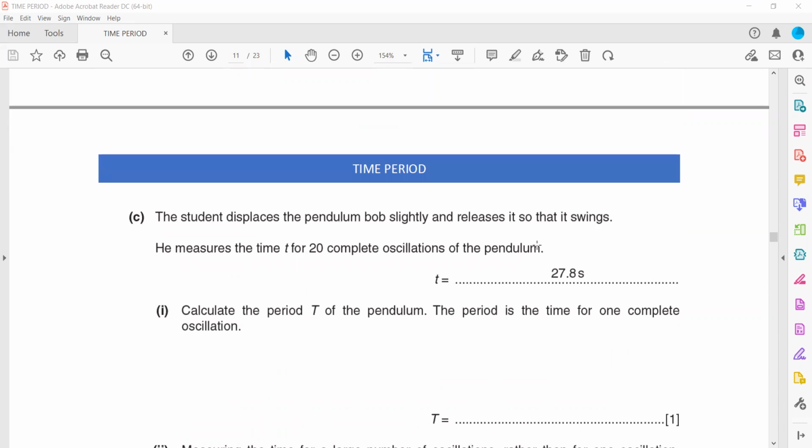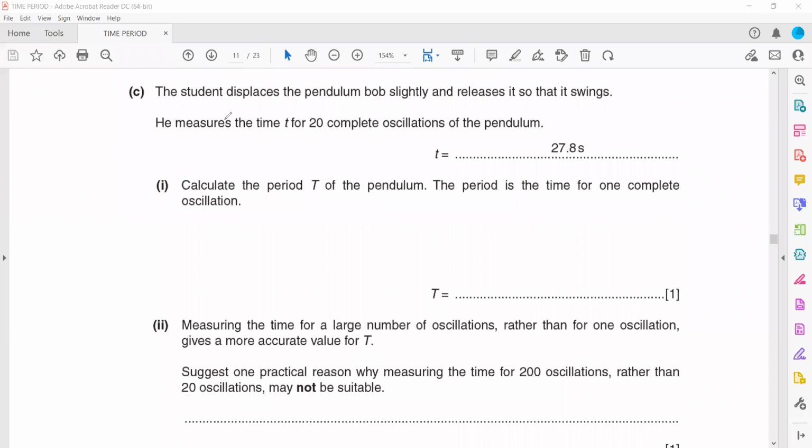The next question: a student displaces the pendulum slightly and releases it so that it swings. He measured the time for 20 complete oscillations. So this is the time for 20 oscillations. We need the time period. How can I get the time period? What will be the time period?